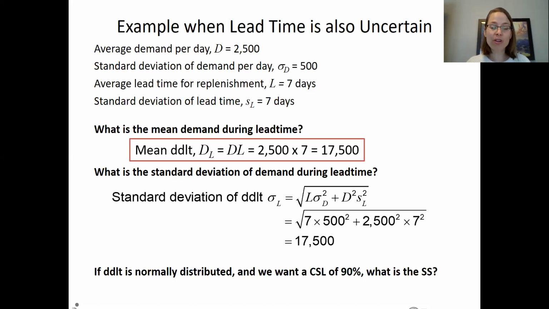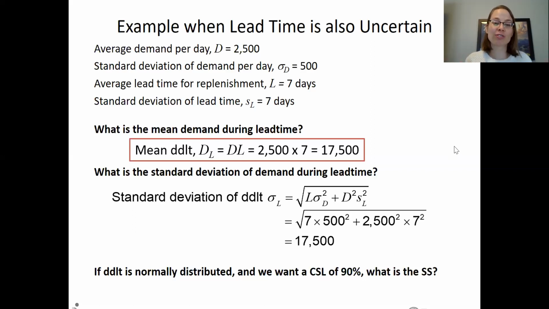One thing to note is that if the standard deviation of lead time, this S of L, was 0, this part of the equation here at the end would go away and we'd have what we did before. And so this equation you could think about is a more general equation: if you set this to 0, the second part under the square root would go away.